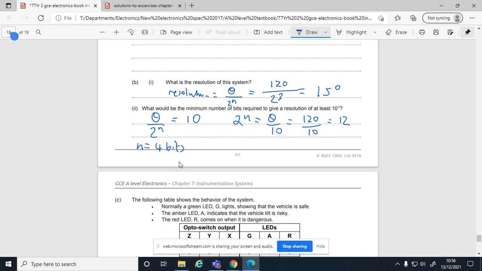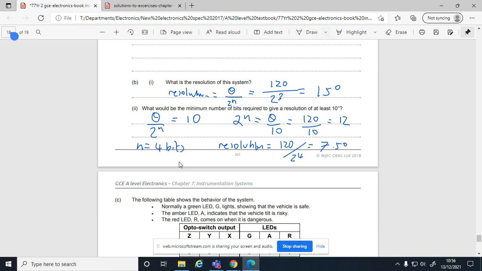Because it needs to go over that number, n equals 4 bits. That is the answer. That's why it's a bit of a weird one, because if you work this backwards now, so therefore, working the equation backwards, the usual equation, there's my resolution. If I work that backwards, here's the equation again. So this time I'm going to stick in 120 degrees over 2 to the 4. We'd actually get 7.5 degrees.